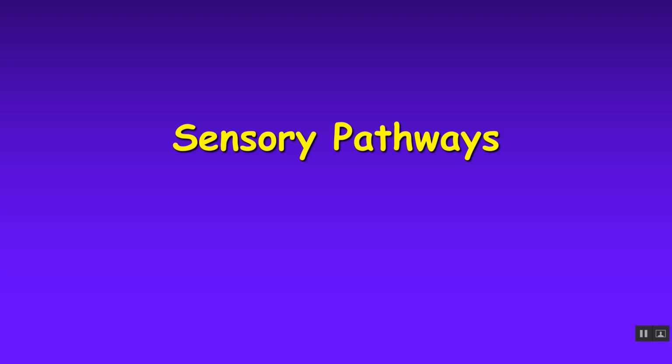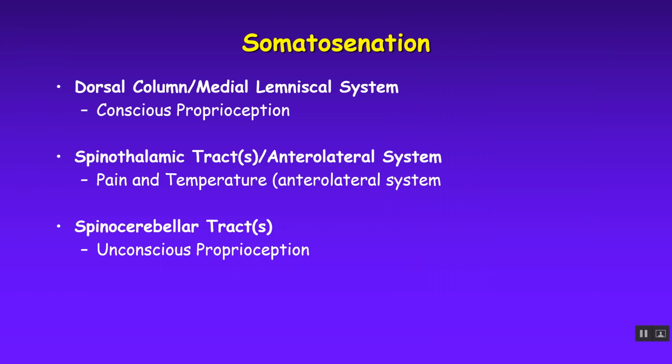We're just going to talk briefly about sensory and motor pathways. We're not going to get into the details here, just the names and so forth, just the most common ones. Okay, so let's talk about somatosensation. Different ways we get our sensory information from our body back into our brain for processing.